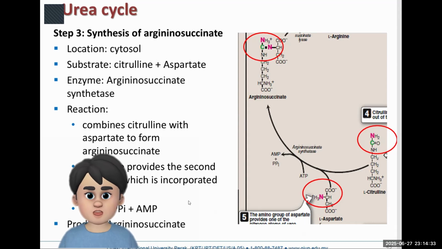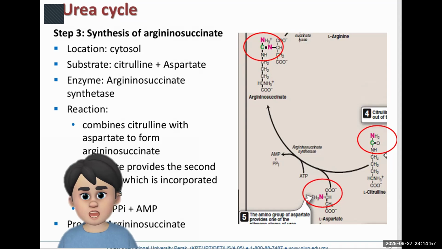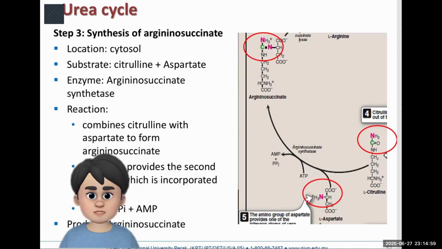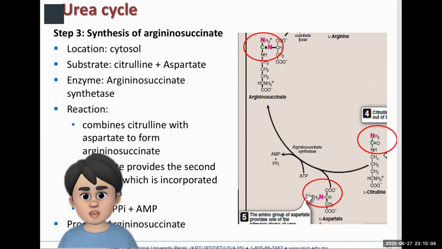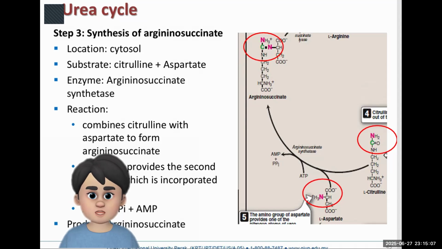Step 3, synthesis of argininosuccinate. If you want to pronounce this, break it into parts and pronounce: argini, argininosuccinate. Location cytosol, substrates citrulline and aspartate.